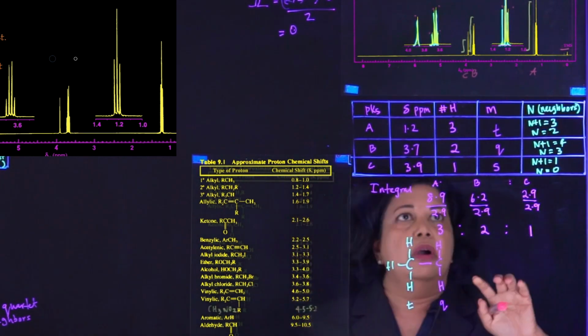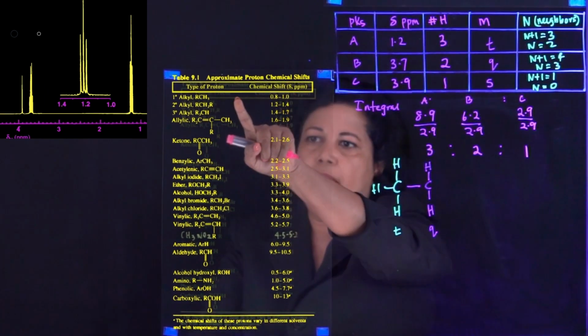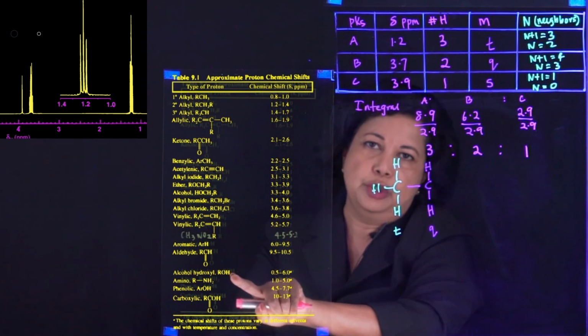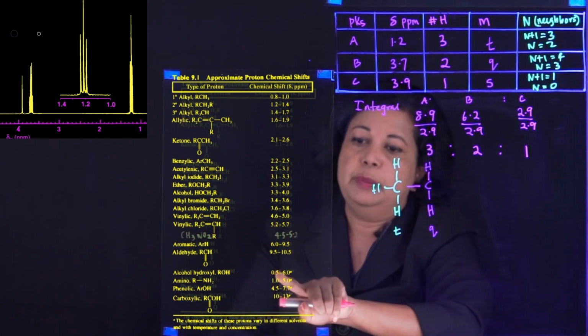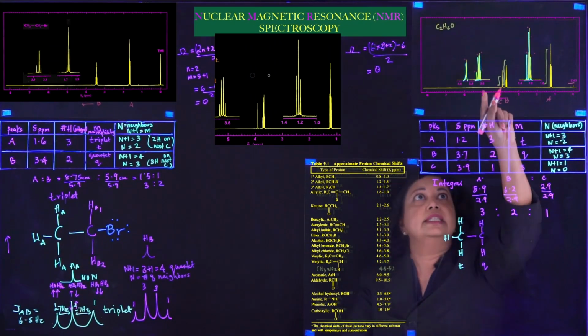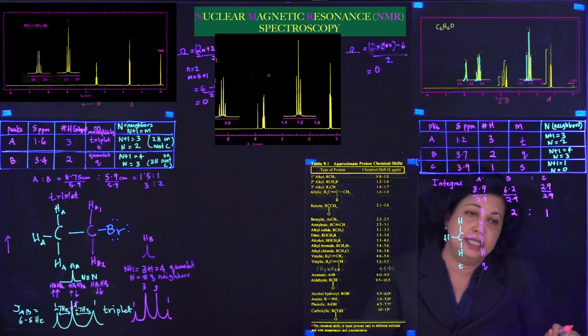Well, what do you do with the oxygen? Well, let's look at that. Over here, you'll have a chart, and the chart says if you have an OH proton, that is going to be anywhere between 0.5 to 6. So 0.5 to 6, anywhere in this region. It's really variable. Why is that?